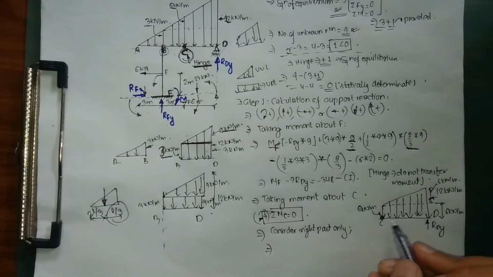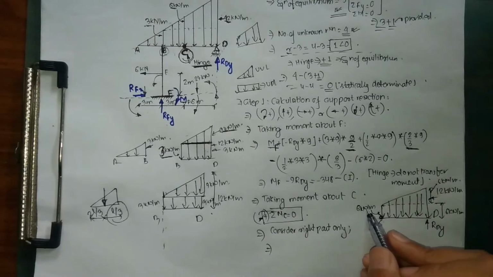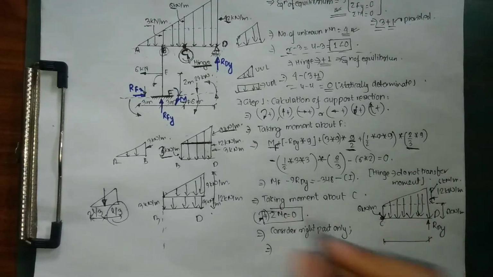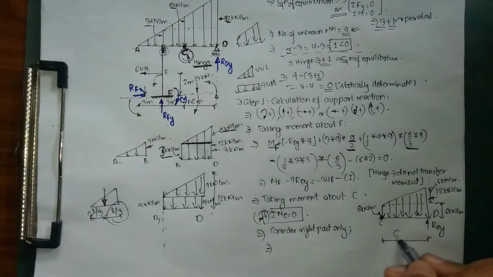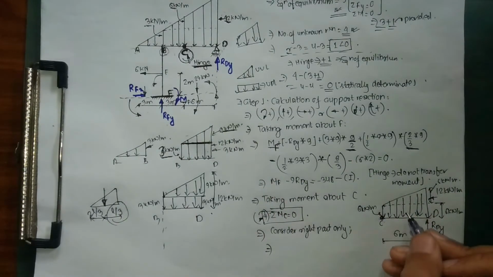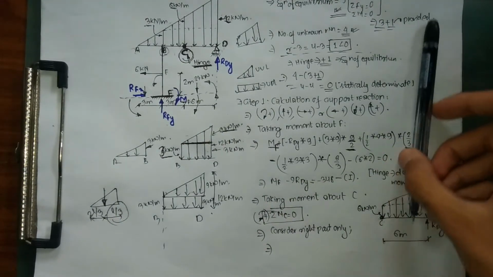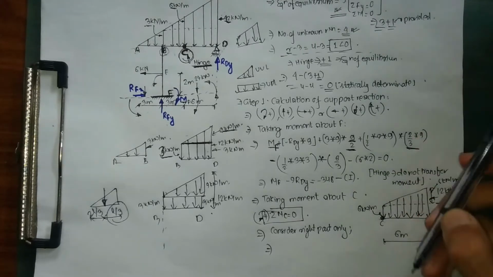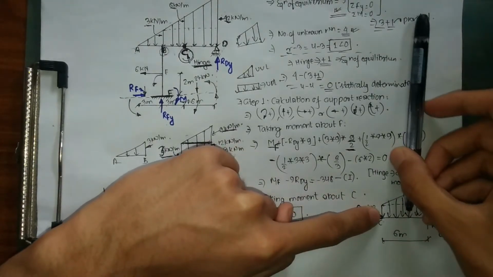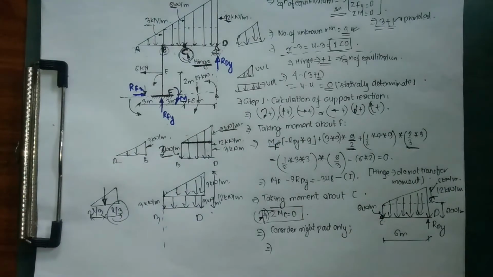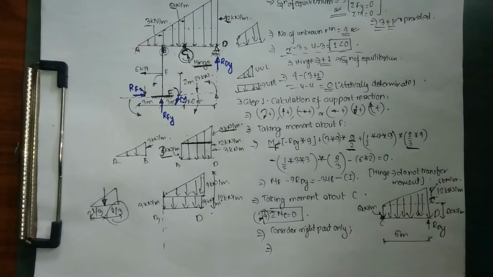So now considering the right part only. Firstly, we have a UDL, uniform distributed load of 6 kN per meter, acting on a span of 6 meters for our CD. So this is going to simply be multiplied. Our UDL and our UVL are both acting downward, which means about point C they are going to produce clockwise moment. So I'm going to take my direction as positive.